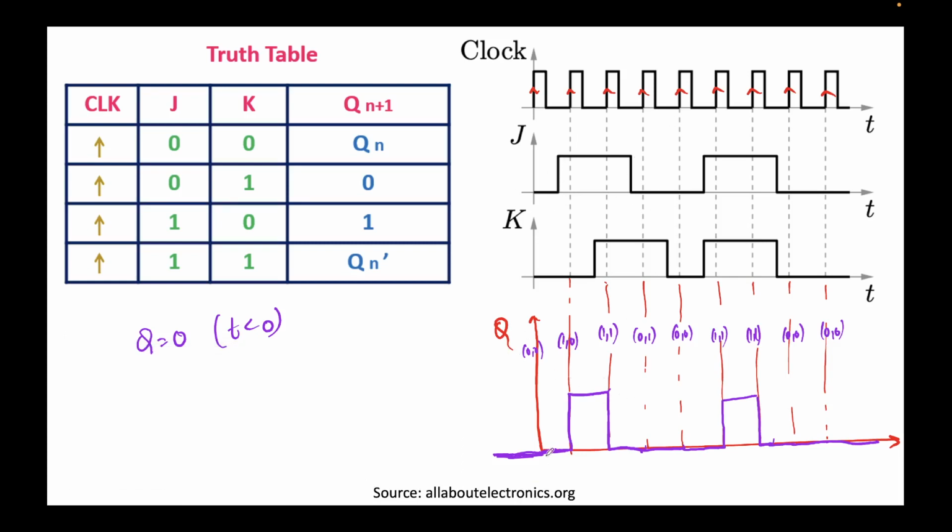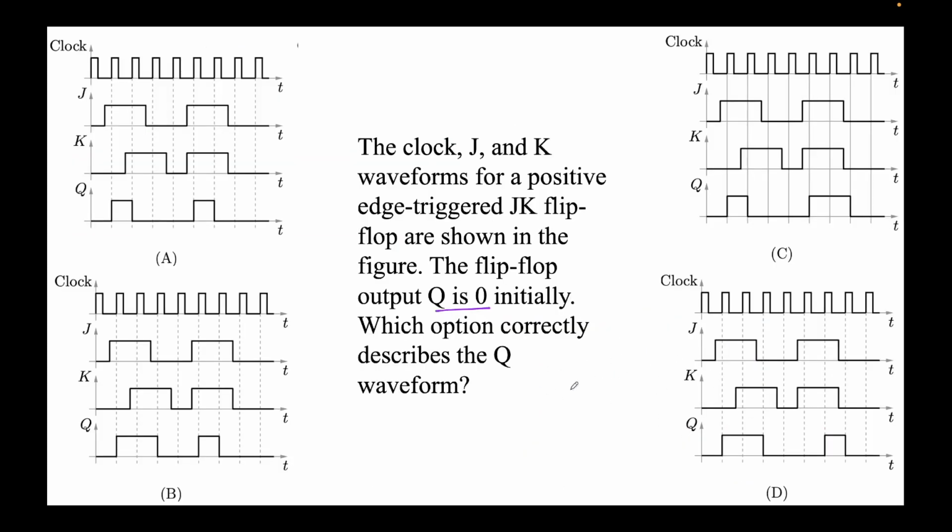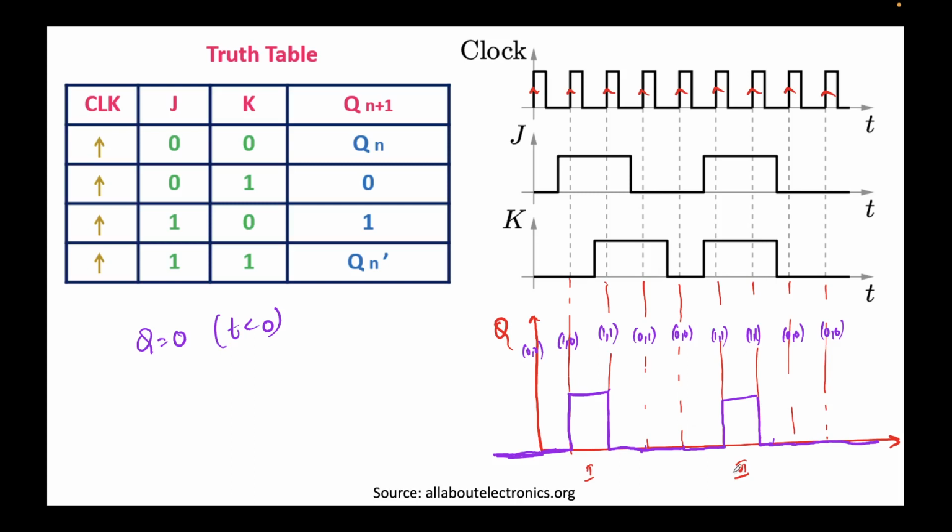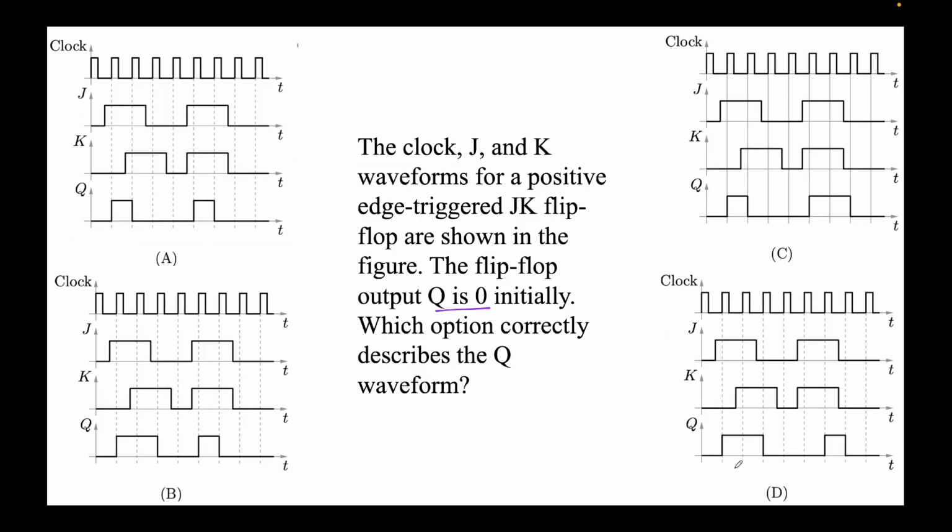Now let's see where it's high. So it's high in this second period and the 3rd, 4th, 5th, 6th period. So it's high in the second through sixth period, otherwise it's 0. So let's try to match the waveform. Okay, let's see, it's high in second, 3, 4, 5 and 6th. So yeah, A is the answer.